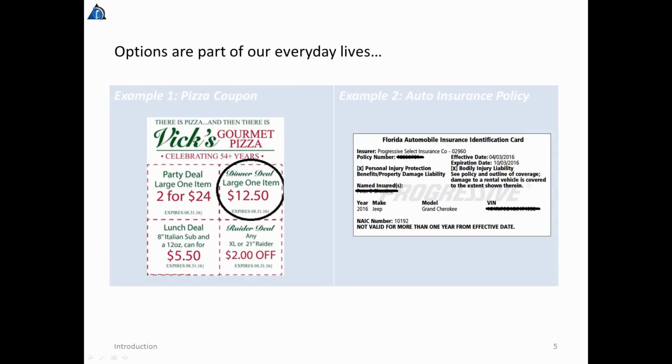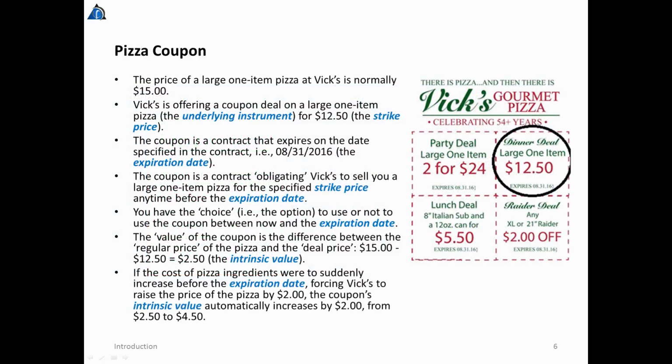Perhaps the least intimidating way to introduce options to you is to draw upon real-life examples. So I've chosen two examples that at least most of you should be familiar with. Example 1 deals with a coupon offering a couple of bucks off the regular price of a pizza. And example 2 deals with auto insurance. Doesn't get any more familiar than that.